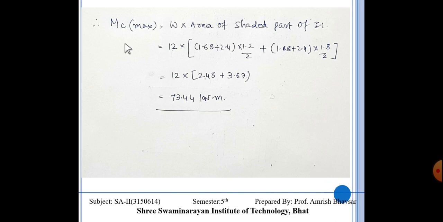Now the moment at C for maximum is W into the area of the shaded part. There are two shaded areas, for the AC portion and the CB portion. So 12 into, this is the load, and the area, that is 1.68 plus 2.4 divided by 2 into length, that is 1.2. Again 1.68 plus 2.4 divided by 2 into length, that is 1.8. After calculating this, we will get the maximum bending moment, that is 73.44 kilonewton into meter for the UDL.